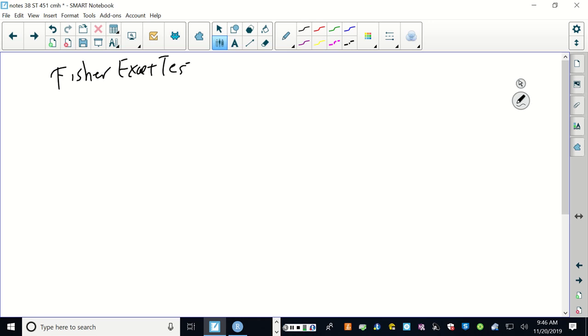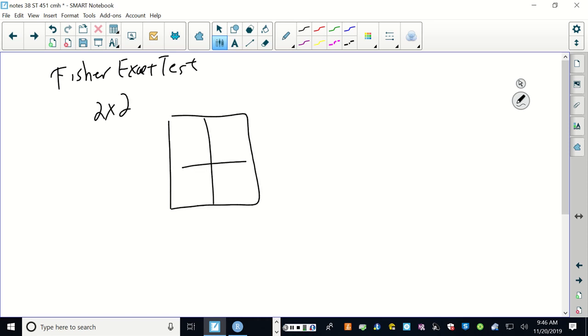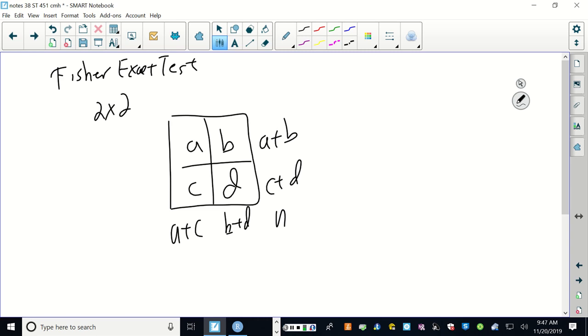we have a 2x2 table where there's rows and columns, and if these are the counts that are in there, there's A plus B in this row, and C plus D in this row, and A plus C over here, and B plus D over here, and then N is the total. And we're asking, are the two, so this is variable 1, and this is variable 2.